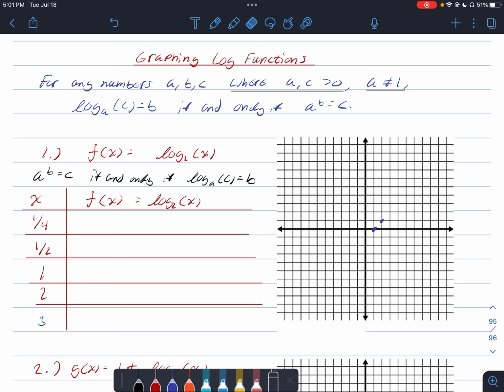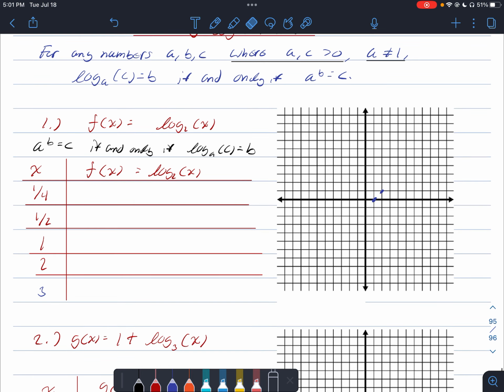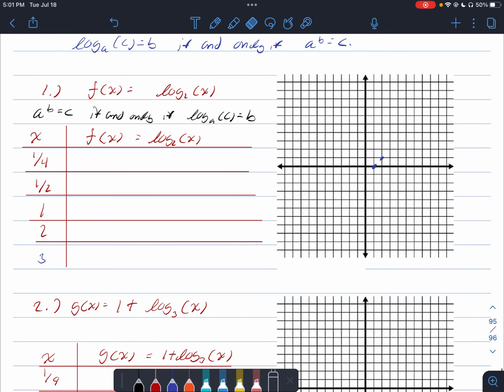All right, so let's go ahead and graph a few of these. So here we have f of x is equal to log base 2 of x. All right, so we have to be careful when choosing our values of x here, okay? We want to choose values of x that sort of make sense with our situation, okay? So let's just start by looking at x is equal to 1.